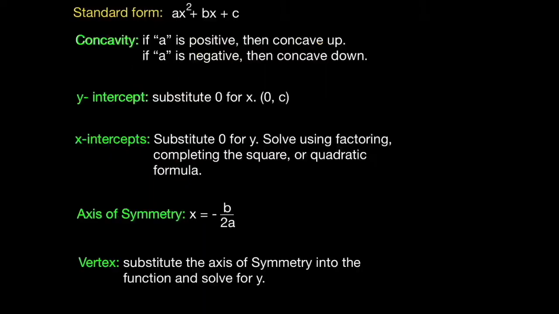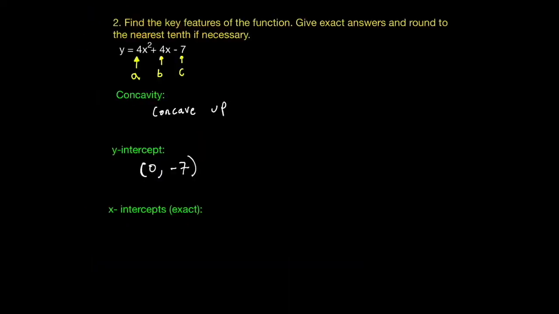Next, to get the x-intercepts, I have to substitute 0 for y, and then I have to solve either using the quadratic formula, completing the square, or by factoring. So here we have 0 equal to 4x squared plus 4x minus 7, and my choice is going to be to use the quadratic formula.